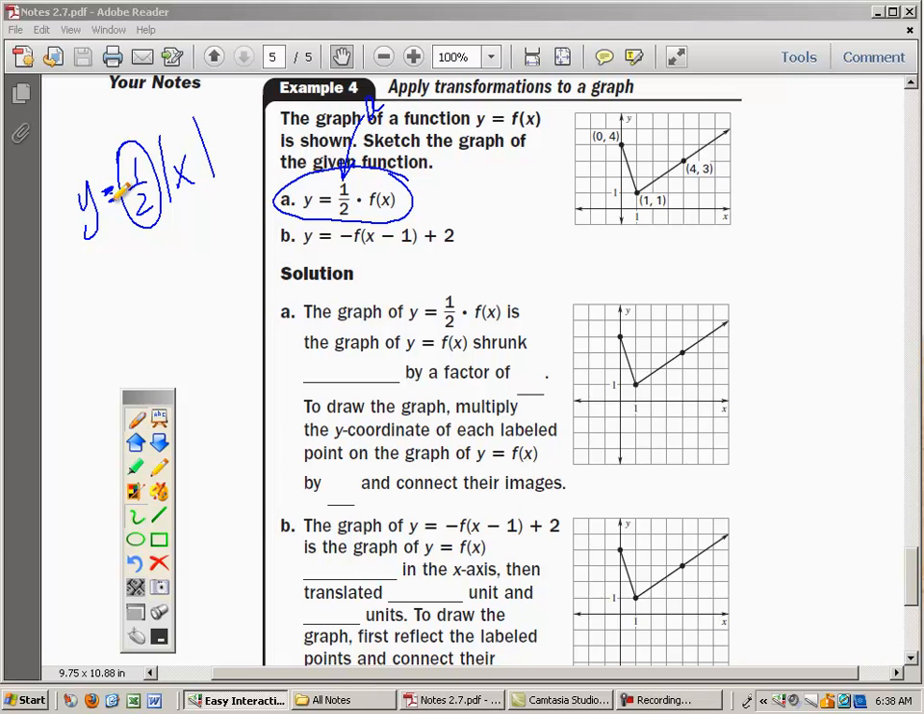In this case, we're going to do this exact same thing, but being a little bit more specific and saying, look, we're taking half of all the function values f. And so we're not flipping it, we're not moving it, we're not doing anything else to it. It says the graph of y equals 1/2 times f of x is the graph of f of x, but it's shrunk vertically by a factor of a half.